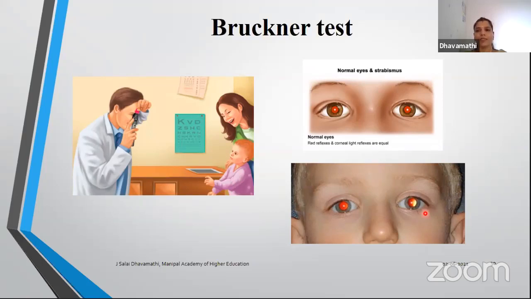If any media opacities are there, or if leukocoria is there, it may be a white reflex. If it is any cataract, a dull reflex. If there is any vitreous hemorrhage or blocks, you will have a dull reflex. So to rule out any ocular disorders, you can do the Bruckner's test also.